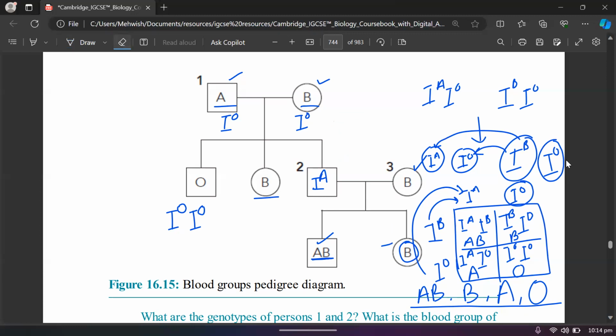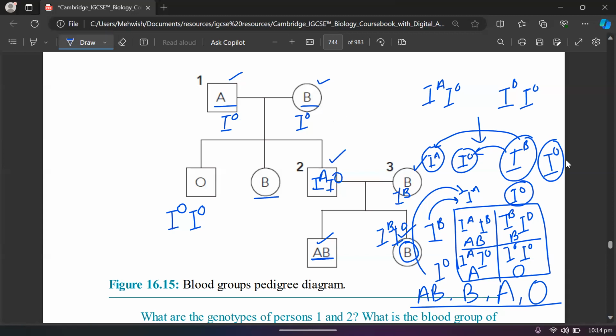So the other allele would always be IO. Why? Because if this will not be O, the individual here can never have a blood group B. So this individual is B because she had an IB from the mother and IO from the father. So that's why the individual two has blood genotype IA and IO.